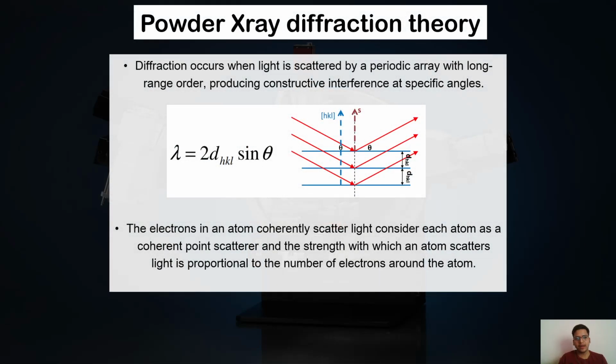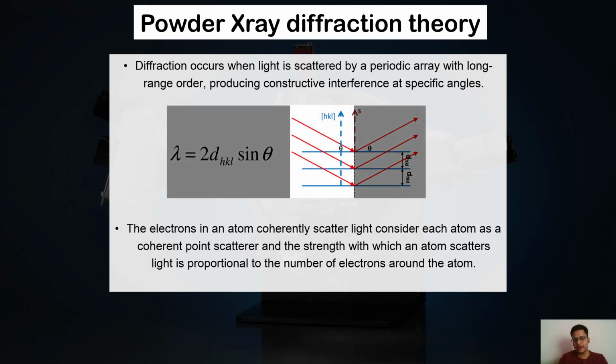Powder XRD theory is based upon Bragg's law. Diffraction occurs when light is scattered by a periodic array of long range atoms, which produce constructive interference at specific angles. In atoms, it is the electrons which play this role. When the beam is passed upon them, they undergo constructive interference, and the amount of light scattered is proportional to the amount of electrons the atom holds. As you can see, the rays are coming to the atoms, or the electrons, and getting reflected back.